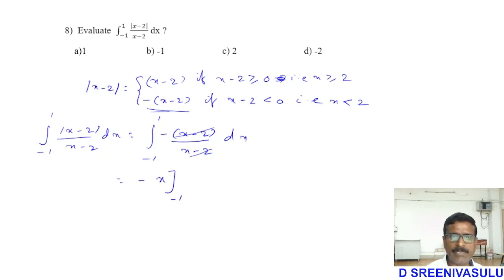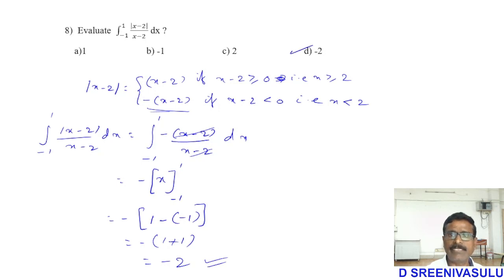Lower limit is minus 1, upper limit is 1. This is equal to minus of upper limit minus of lower limit, which is minus 1 plus 1, equal to minus 2. Minus 2 is the correct answer. Option D is correct one.